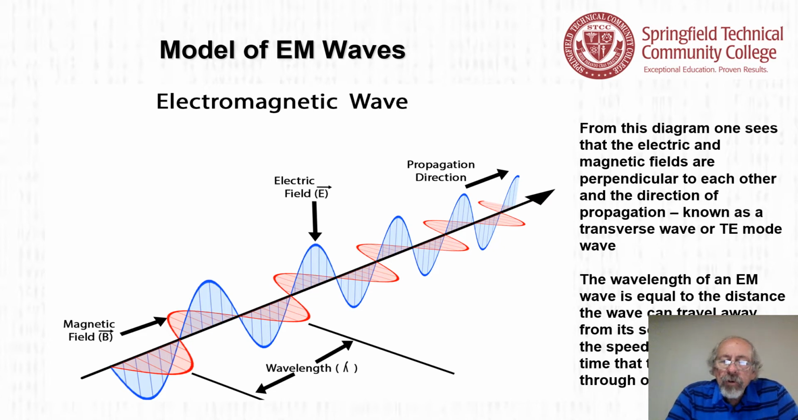The wavelength of an electromagnetic wave is equal to the distance the wave can travel away from its source, which would be an antenna, at the speed of light during the time that the signal has gone through one cycle. So the wavelength shown there, the designation is that the tip furthest to the right has traveled that distance in the time it's gone through one cycle. We're back to the same point on the wave, which is a cycle.